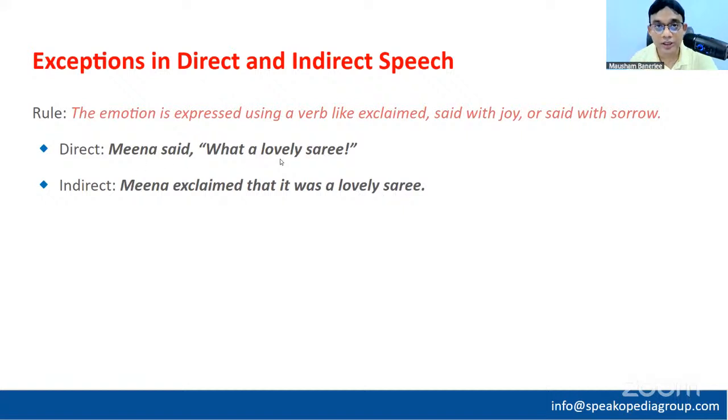Whenever you find a direct speech with an expression, with an emotion, then you can use these words exclaimed, said with joy, said with sorrow. So these can be used when you are finding a sentence of direct speech with lots of emotion. Meena said, what a lovely sari. This is an emotional statement. If I convert it into indirect speech, I'll be using the word exclaimed or said with joy or something like that. Again, this is an exception. Don't have to learn it, just have some clarity. All right. Slowly you will pick it up also.